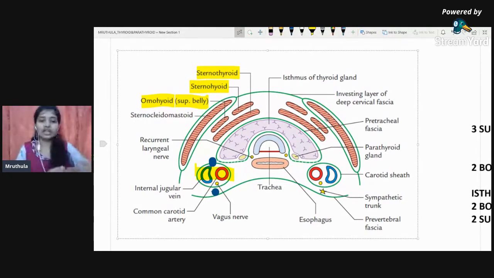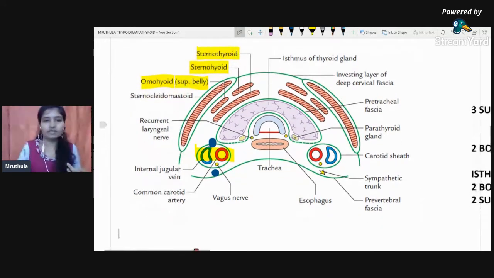Then posterolaterally, the posterior relationship, was the carotid sheath. The carotid sheath had three contents within it: the common carotid artery, the internal jugular vein, and the vagus nerve. These three structures were there. And medially, what did we see? Two tubes, two muscles, and two cartilages. Two tubes, esophagus and trachea. Two cartilages, thyroid and cricoid, and the two muscles are inferior.